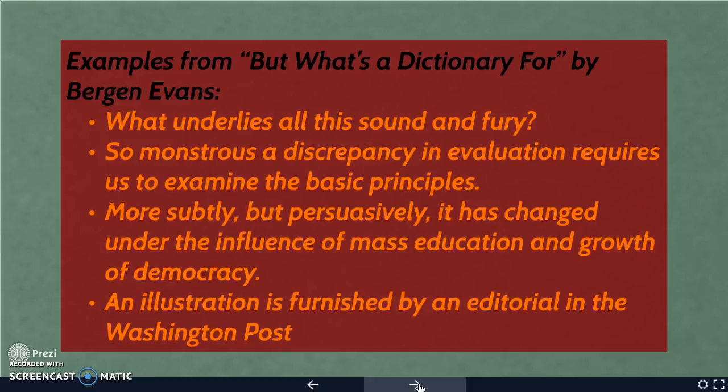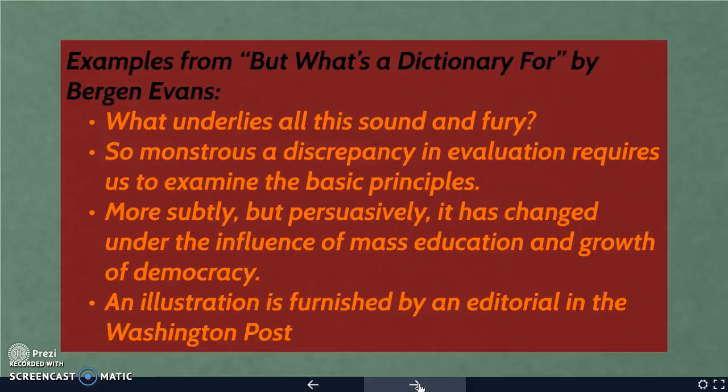The next example of a bridge sentence, "More subtly but persuasively, it has changed under the influence of mass education and growth of democracy." Now we don't know what the word "it" is, but we do know it has changed, and the previous paragraph talked about changes, and this paragraph talks about changes. This paragraph will discuss the changes with education and democracy. The previous paragraph also discussed changes, but compared to education and democracy, they were less subtle, but also less persuasive.